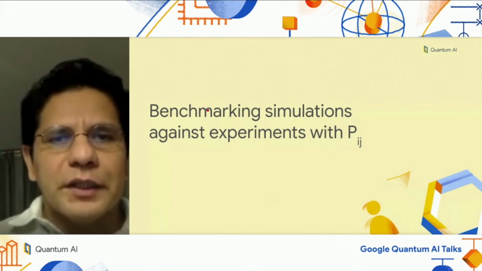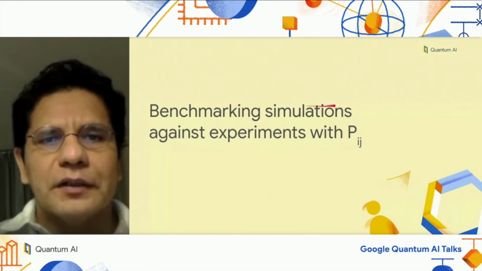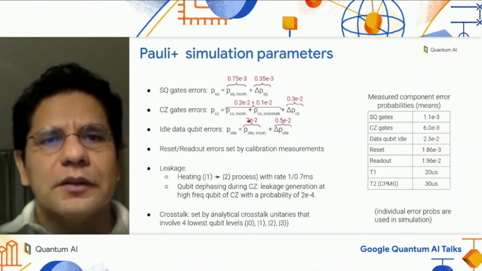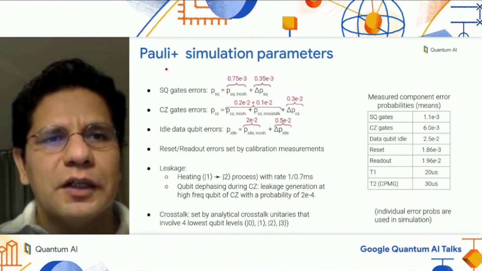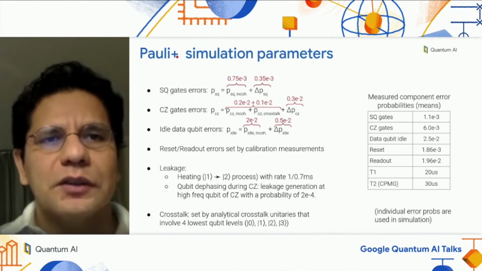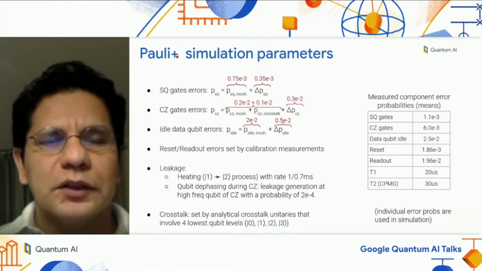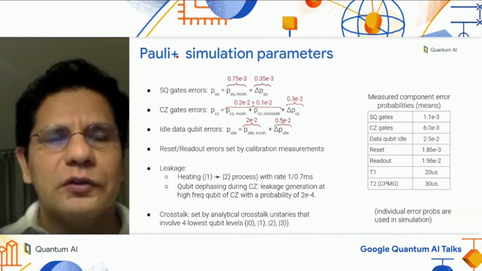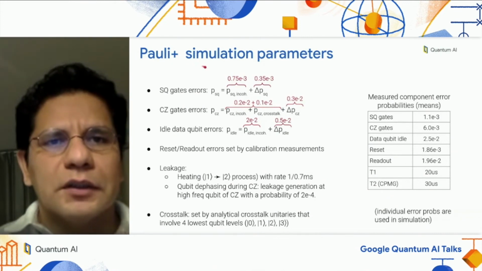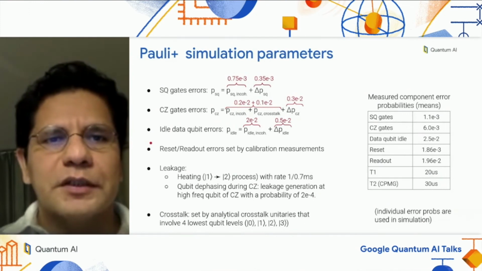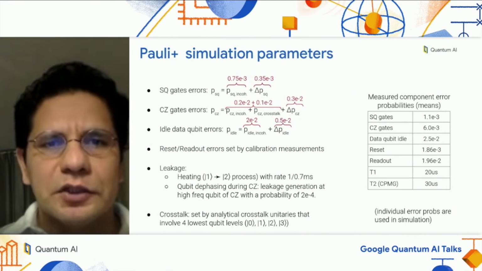This PIJ can also be used to benchmark simulations against experiments. Previously, Dave Cafarelli showed how to do comprehensive surface code simulations, which we call Pauli plus, because these simulations include the effects of leakage and crosstalk errors. And what I'm going to tell you now are the simulation parameters that we use in these Pauli plus simulations.